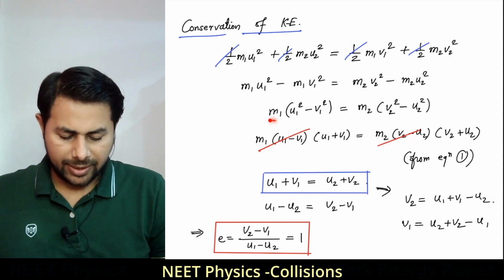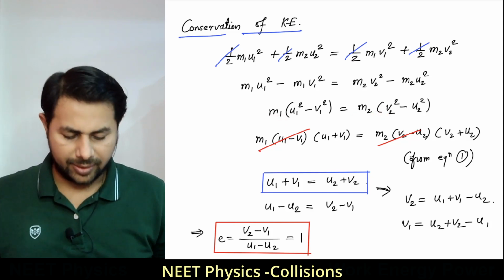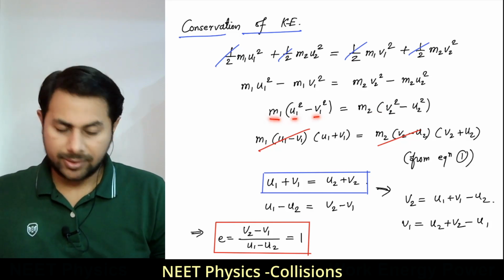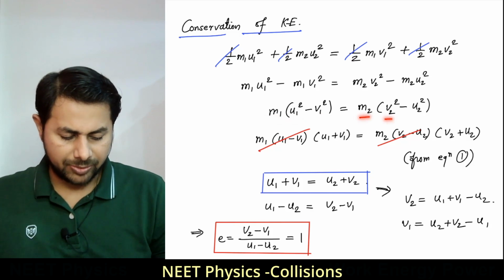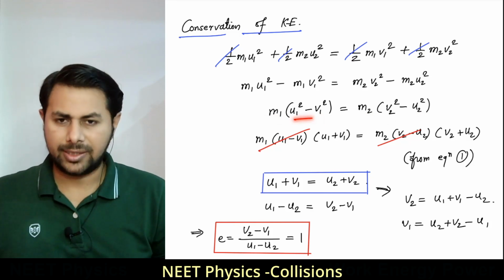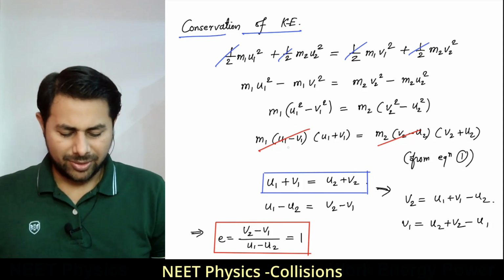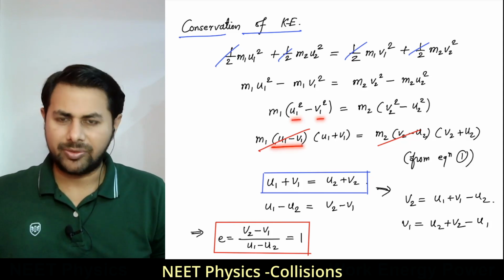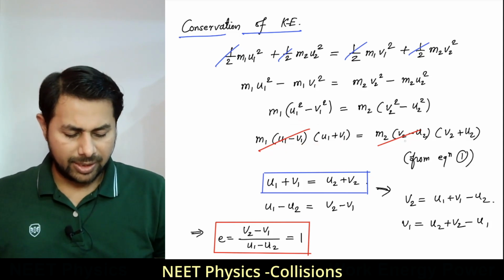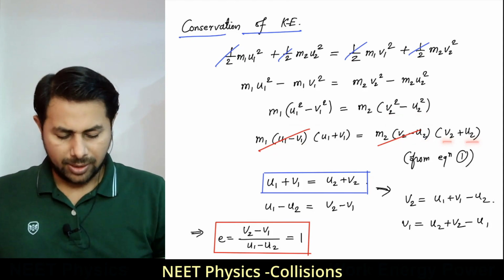Alright, then you can take again m1 common from the left hand side, m2 common from the right hand side, then you get m1 multiplied by u1 square minus v1 square is equal to m2 multiplied by v2 square minus u2 square, and then you can simplify this one. So you can write this using the a square minus b square formula, a minus b times a plus b. So here u1 square minus v1 square is equal to u1 minus v1 multiplied by u1 plus v1. Similarly, this can be written as v2 minus u2 multiplied by v2 plus u2.